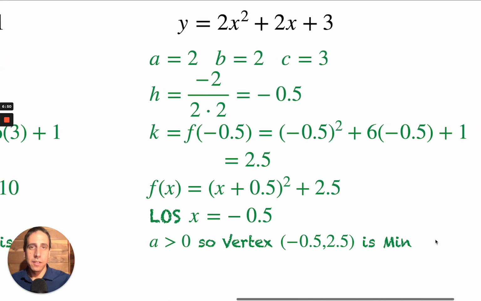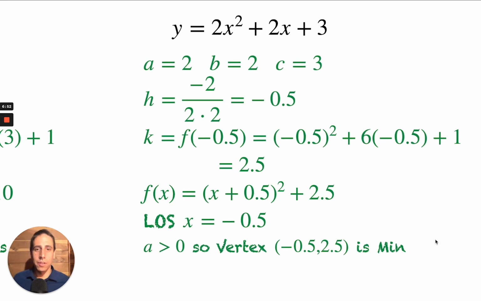All right, here y is equal to 2x squared plus 2x plus 3. A is 2, b is 2, c is 3, h is negative b over 2a. And when you do that, it gets to be a negative decimal. That's fine. You can take that negative decimal, put it into the fraction, put it into the function, and then you get negative 0.5 squared.